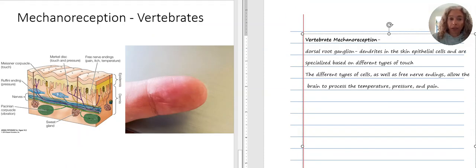As with the other systems that we've discussed, mechanoreception in vertebrates is a bit more complex. Mechanoreceptor cells have dendrites in the skin epithelial cells and are specialized based on different types of touch. In general, these cells are called the dorsal root ganglion, and these are going to be closely associated with the spinal cord. There are several different types of cells as well as free nerve endings, and these are going to allow the brain to process temperature, pressure, and pain.